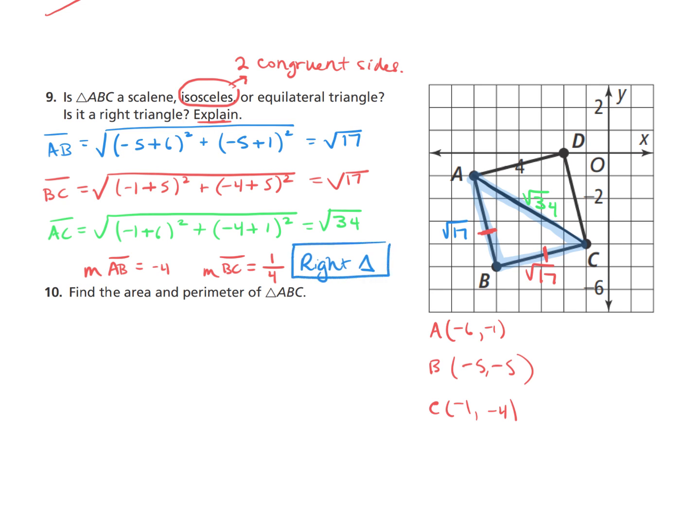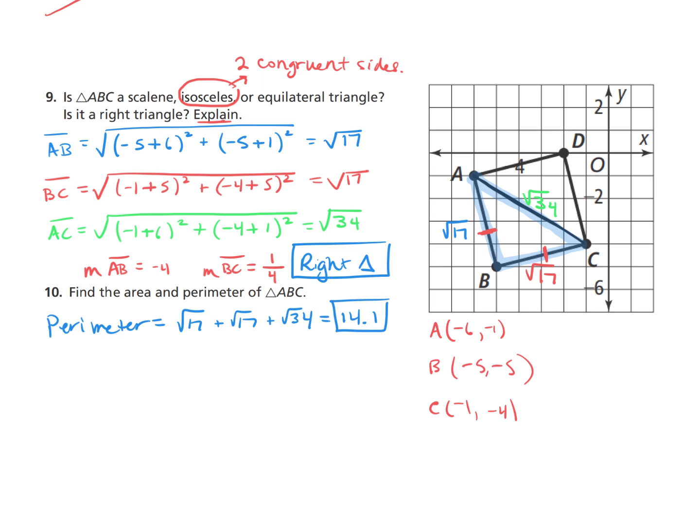All right, last question. Find the area and perimeter of triangle ABC. So the perimeter means just to add your sides together. And we already found our three sides. So that's the square root of 17 plus the square root of 17 plus the square root of 34. And that's equal to about 14.1. So there's our perimeter.